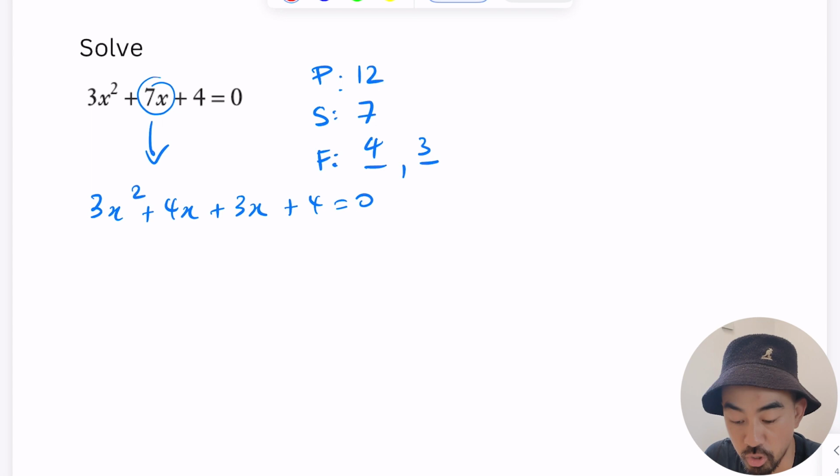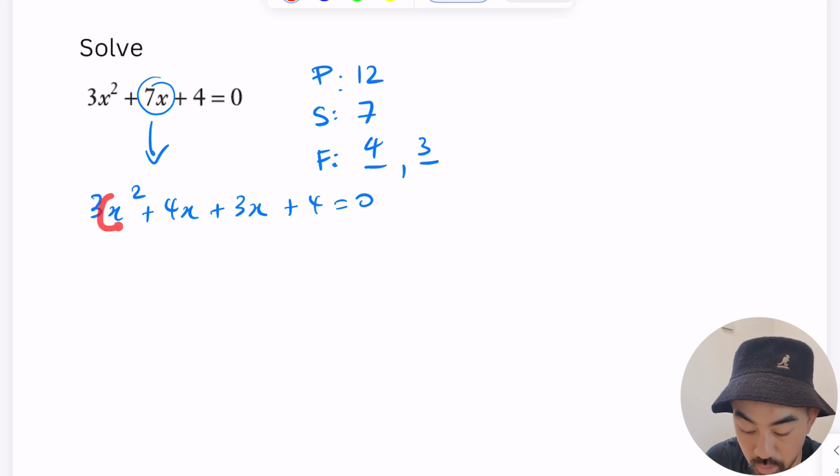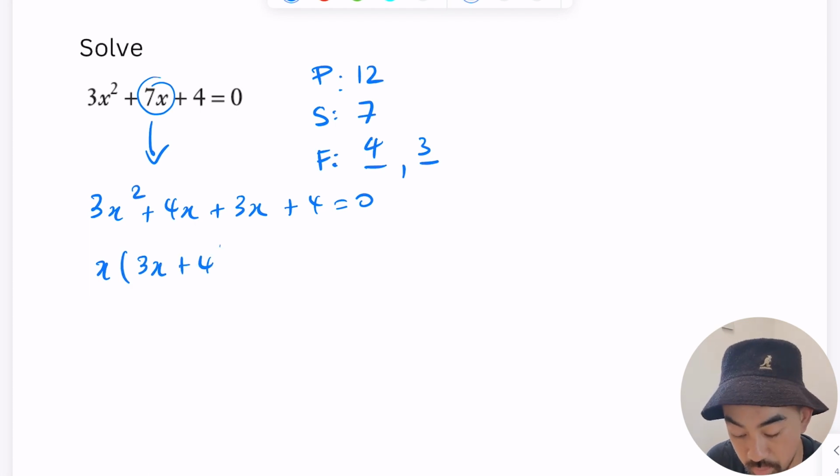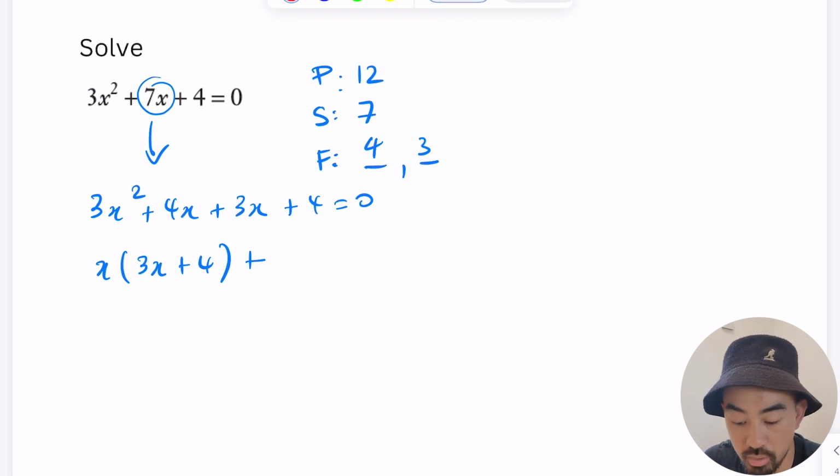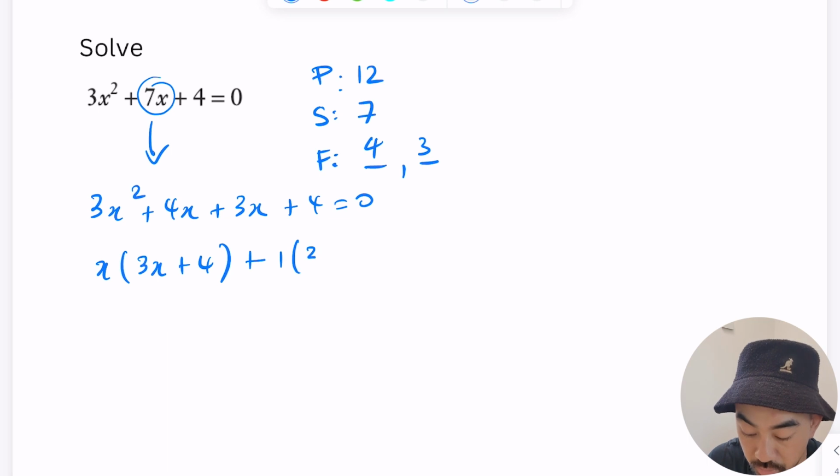Now whenever you have four terms, as you can see here, 1, 2, 3, 4, most of the time you want to factorize in pairs, okay? So what's the highest common factor of the first two terms? I think that's x, so x outside of 3x plus 4, bracket. Now if there's no common factor here, it'll be 1. So you just want to factorize 1 out, so 1 outside of 3x plus 4 is equal to 0.